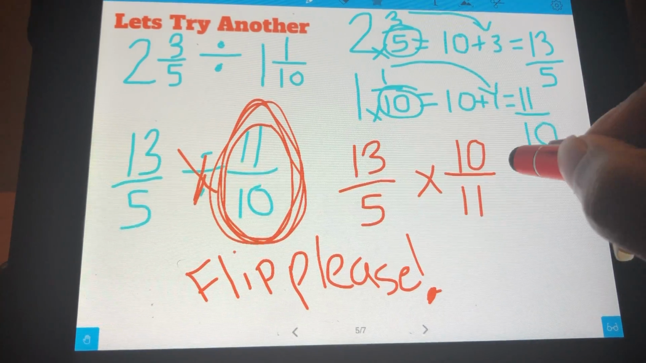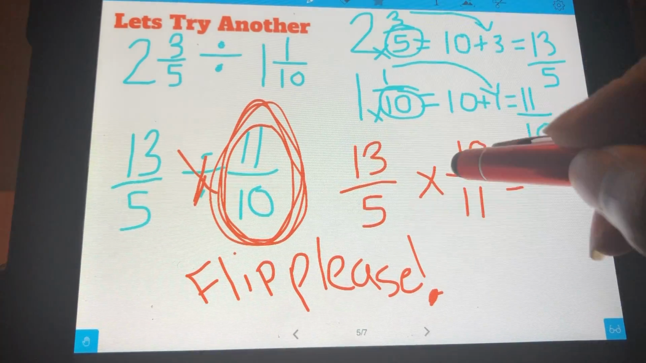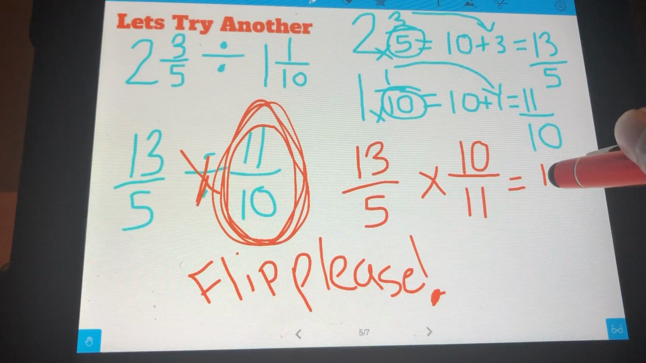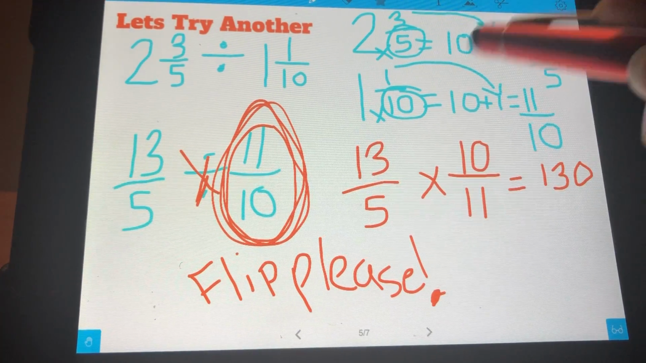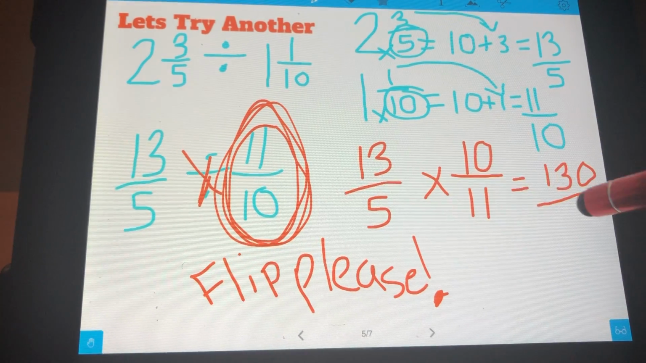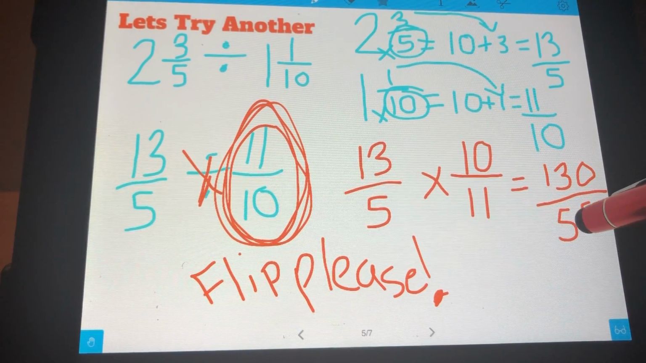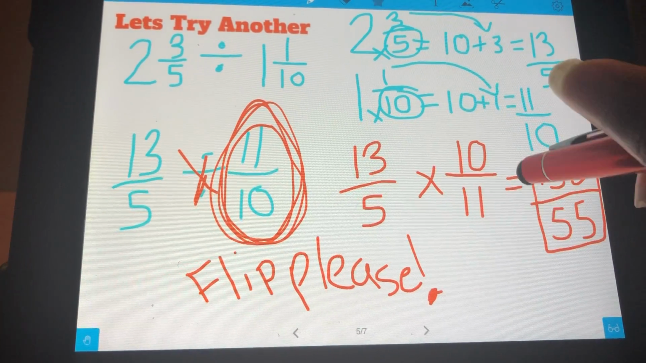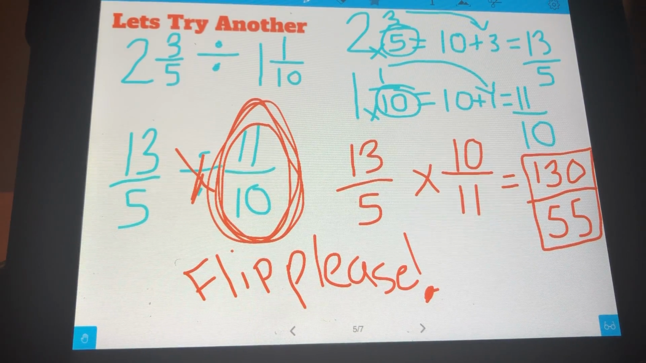Okay, now we can multiply. So 13 times 10 is 130, because remember, times by 10, add a 0 on the end. All right, and 5 times 11 is 55. So our answer is 130 over 55.